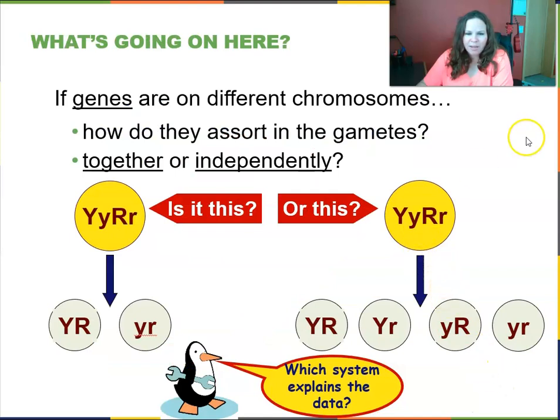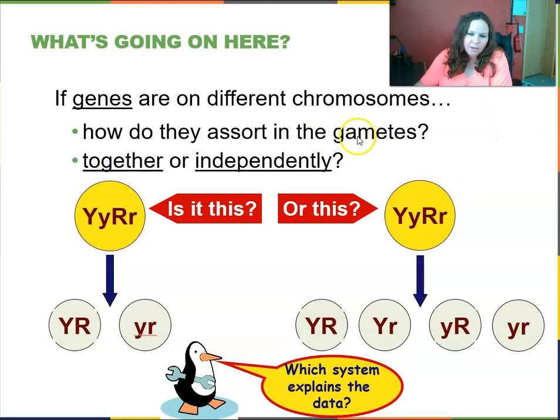So what's going on here? If genes are on different chromosomes, how do they assort into their gametes? Do they assort together, such as the dominant traits always stay together? Or do they assort independently? Are things more random and mixed up?